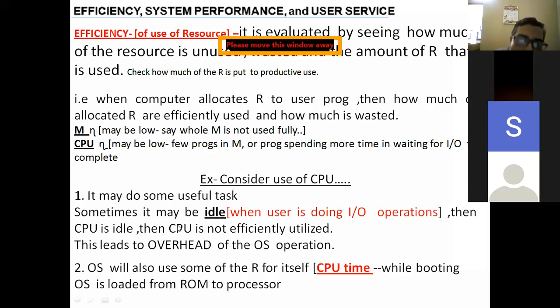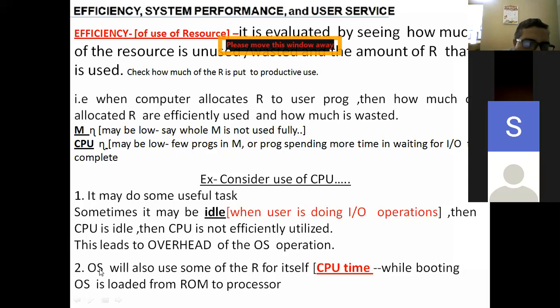Why? Because one reason may be that I am keeping very few programs in memory. And the second reason is that if any process or program is doing some IO operation, then CPU involvement will not be there. Hence, the CPU becomes idle, and that is not acceptable. Hence, this will act as a kind of overhead on the OS operations.